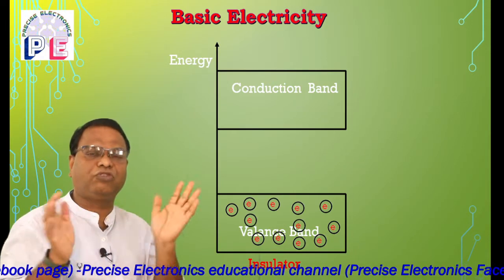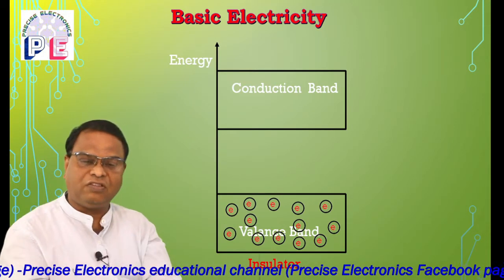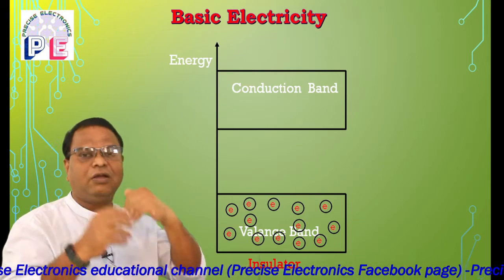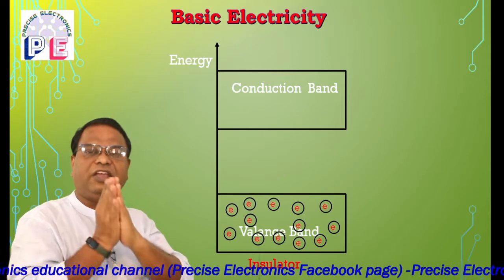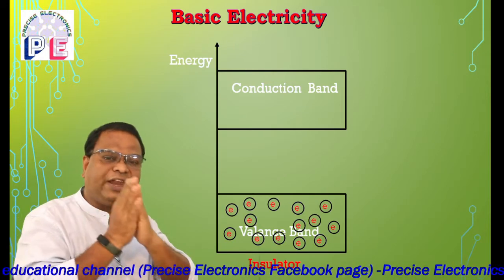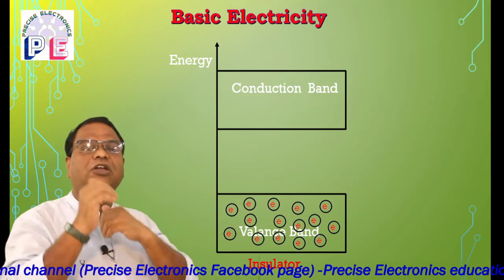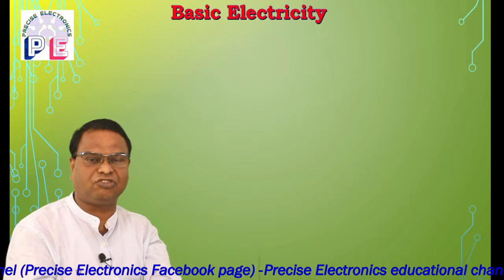When we apply very high temperature, then only in some cases the electrons from the valence band may move towards the conduction band. But mostly in case of an insulator, there are no free electrons in the conduction band. So an insulator offers very high resistance and current conduction does not take place.